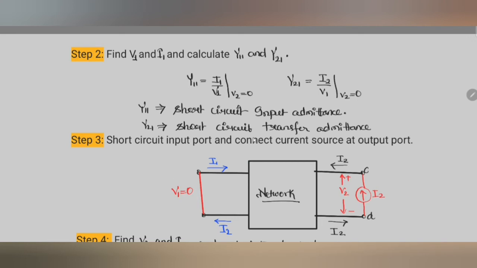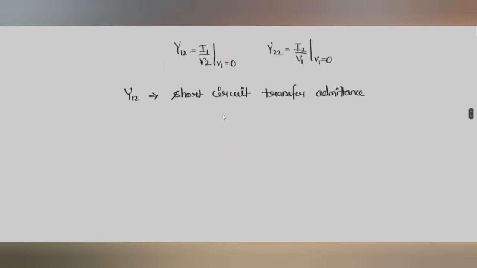Okay, so please correct this one here. Y12 is short circuit transfer admittance and Y22 is short circuit output admittance. Collectively, the Y parameters are referred to as short circuit admittance parameters. Okay, these Y11, Y12, Y21 and Y22 parameters are called short circuit admittance parameters.